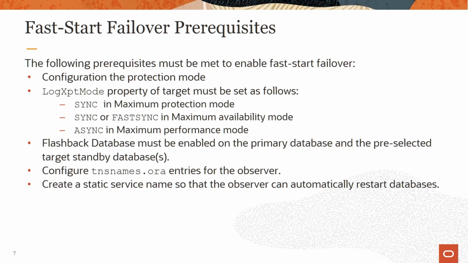And also, at the site where the observer will be running, we will have to configure the tnsnames.ora file. By doing so, the observer can connect to the primary database, and also the observer can connect to the standby database. And also, you will need to create a static service name so that the observer can automatically restart the database. We had a discussion about static service registration. So I'm hoping that you remember this topic.